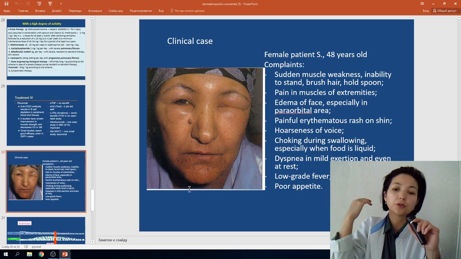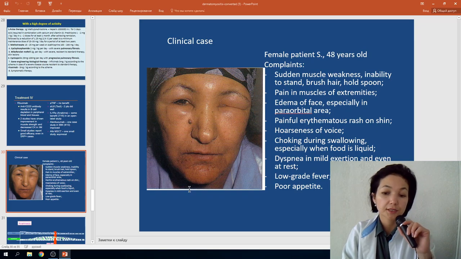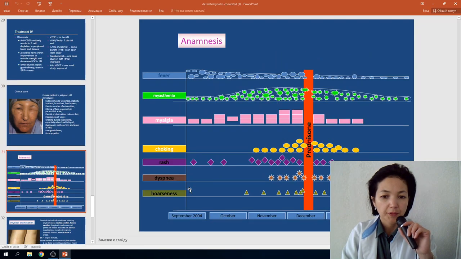I say paradoxical dysphagia or choking, dyspnea on mild exertion and even dyspnea at rest, and low grade fever like 37.5, maximum 38 degrees, and poor appetite. And you see how her anamnesis grew, how the history of her disease developed.